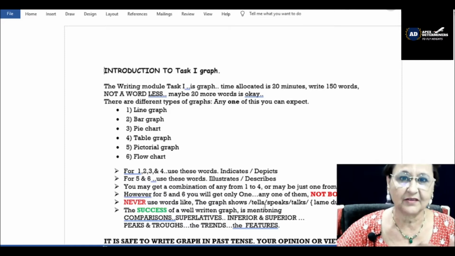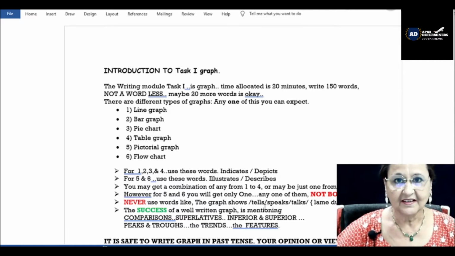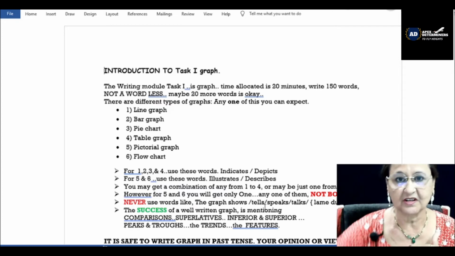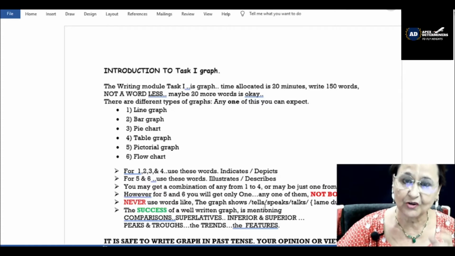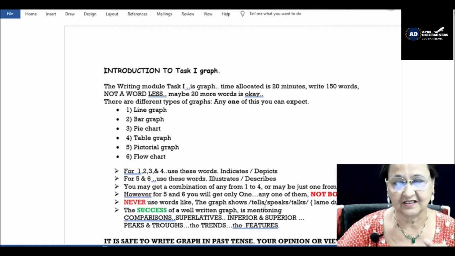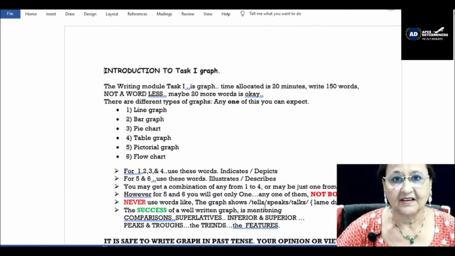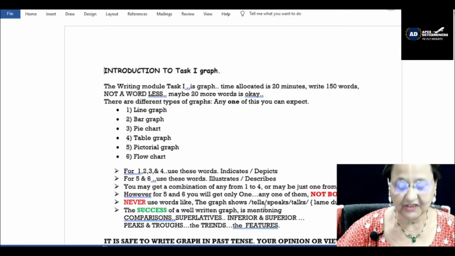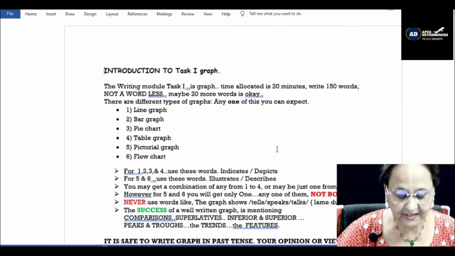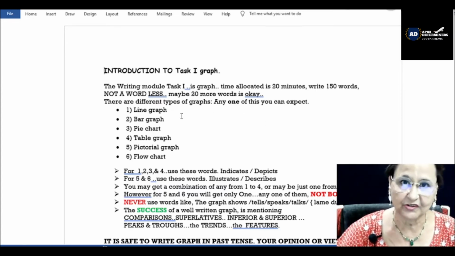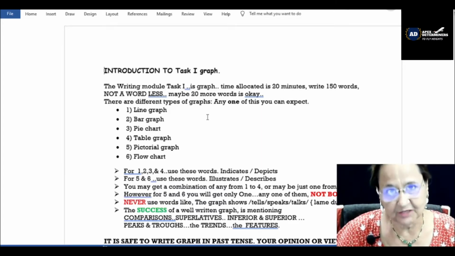But before that, I would like you to just look at the screen, and we will go through those particular parameters that we need to follow, which is very essential to get a good band for your writing task 1. So to get a 7+ band, these are the parameters to follow. These are the points to remember. Okay. So now looking at the screen, this we're talking about is a writing module, task 1, which is graph, and the time allocated is 20 minutes.